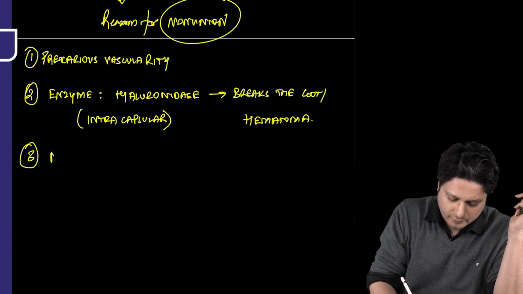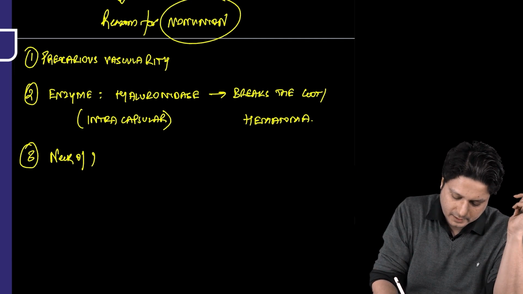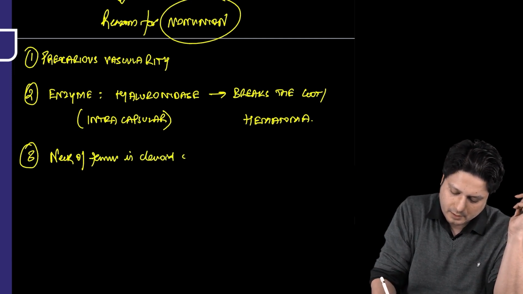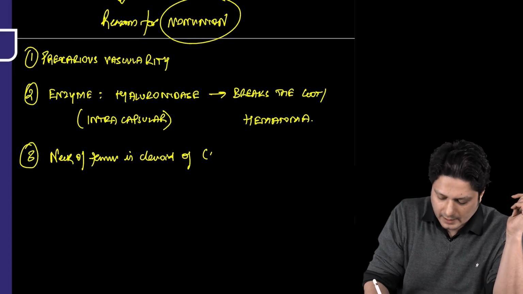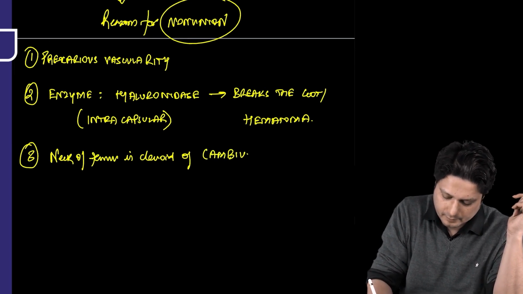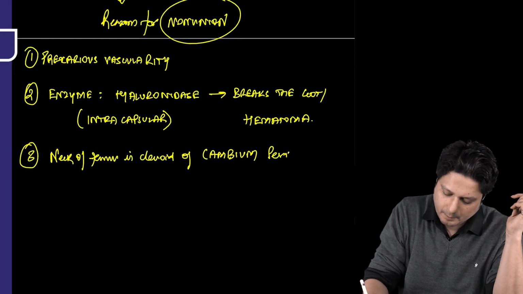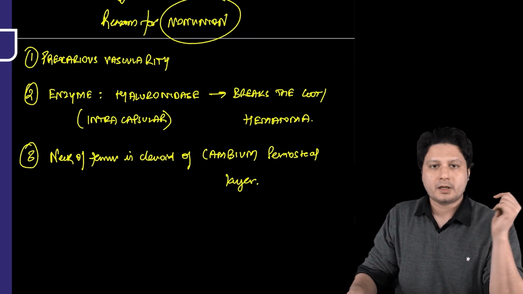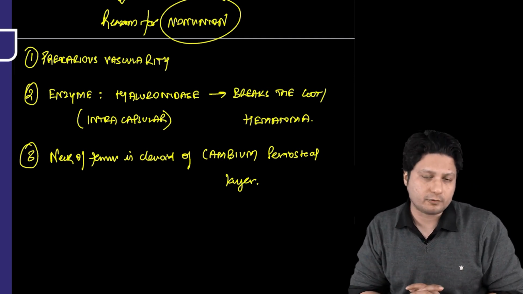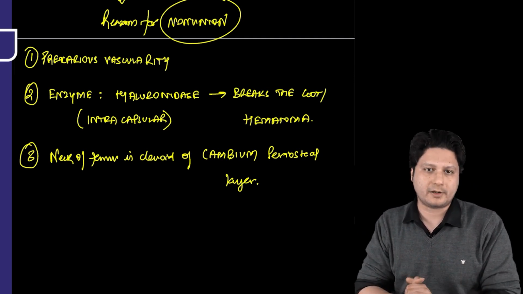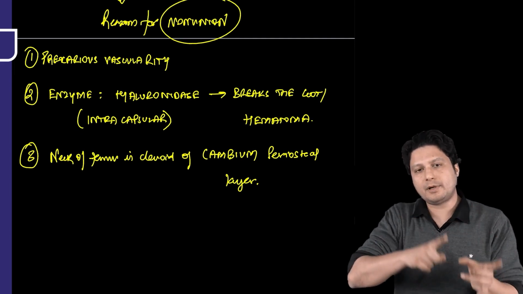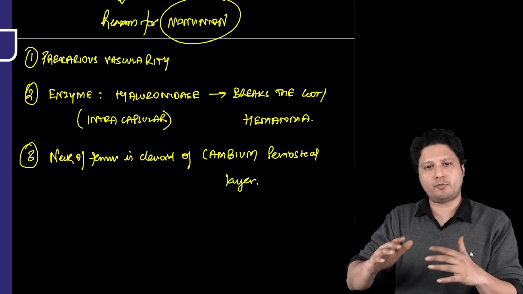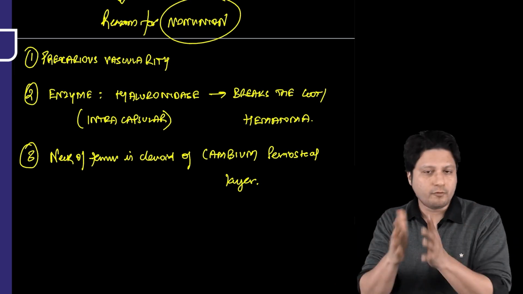You know, this neck of femur is devoid of the cambium periosteal layer. The neck of femur is devoid of the cambium layer of the periosteum. There is no cambium layer of the periosteum present. You know, this cambium layer of the periosteum is responsible for the formation of the bone. It is responsible for contribution to the bone formation.